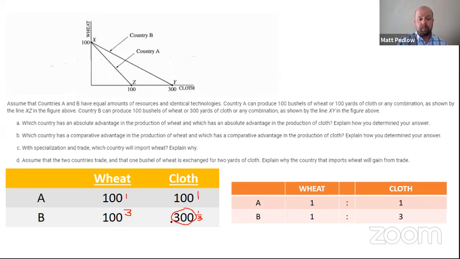Well, you already said that. It's going to be country B because they're going to make the cloth. And why, if it's 1 to 2, would they benefit? Because right now, if they decided to make wheat, their opportunity cost is 3 cloth.